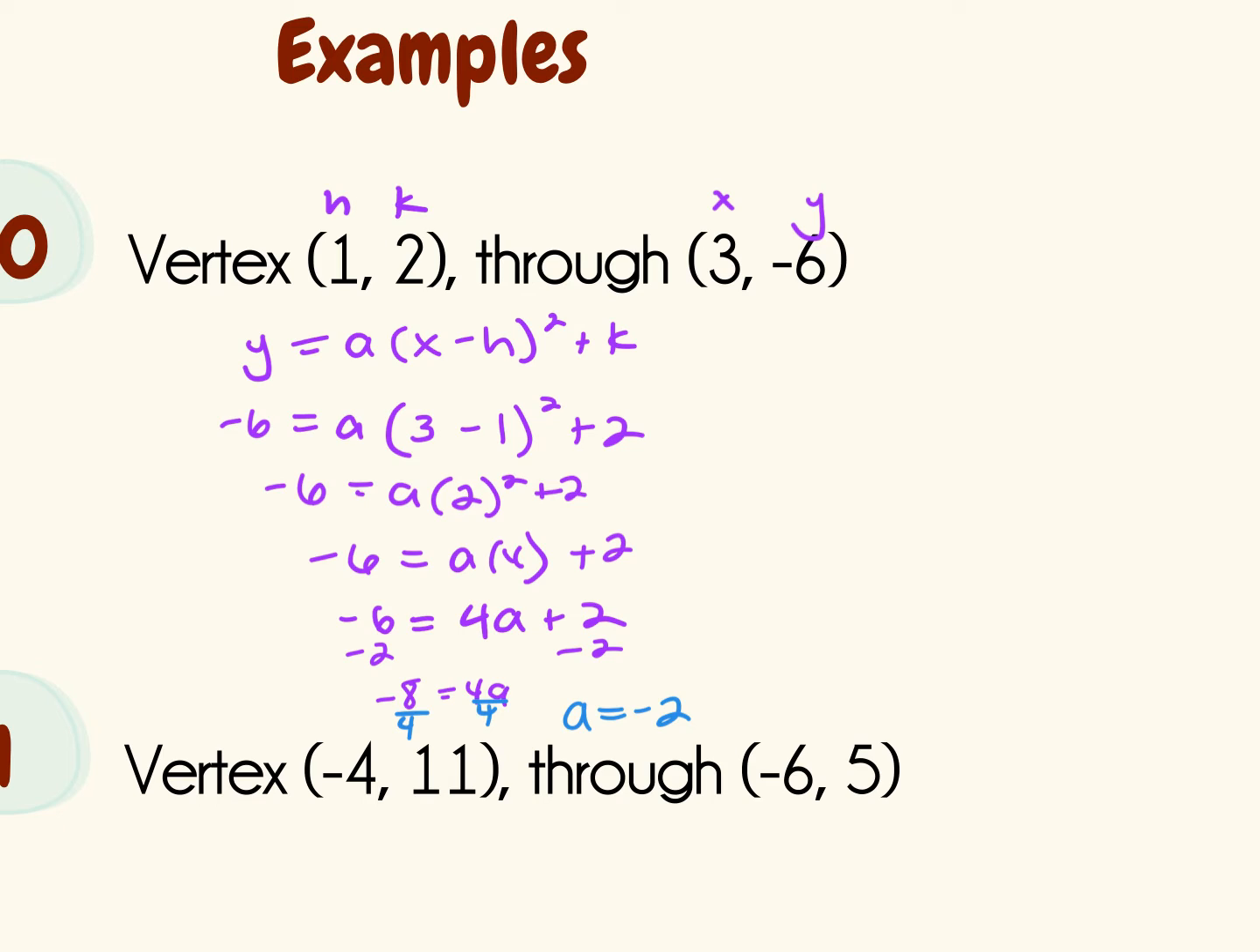Now we go back up again and we plug in the a, the h, the k. So it would be y equals negative 2 times x minus 1 squared plus 2. And that's your answer. So equation in standard form.